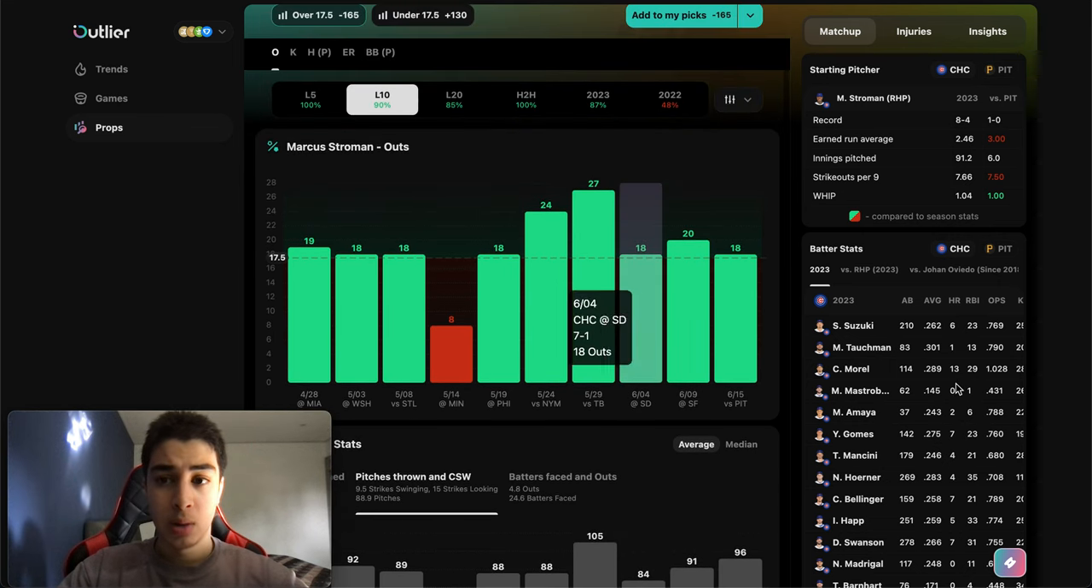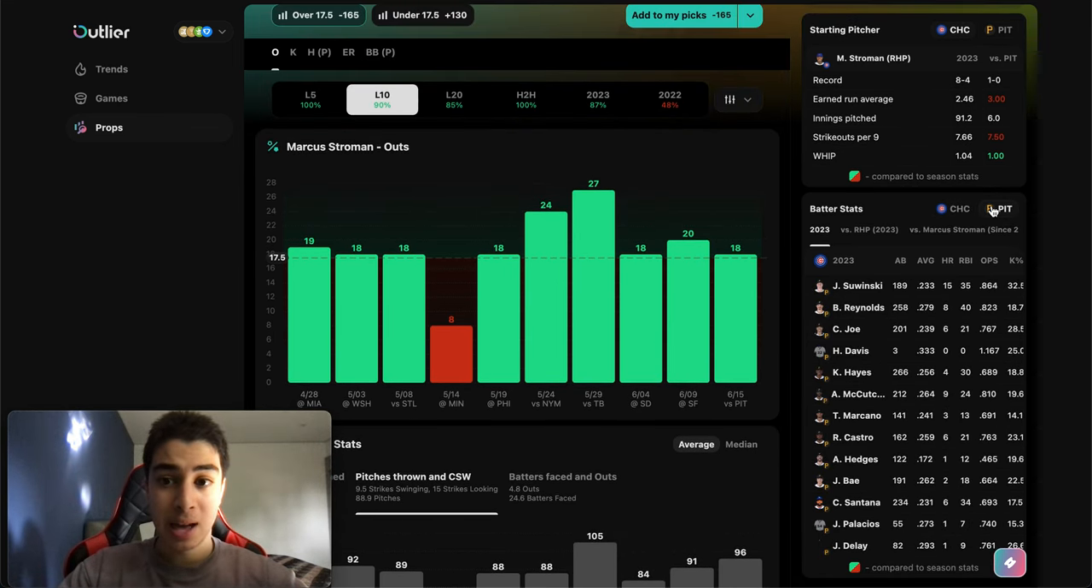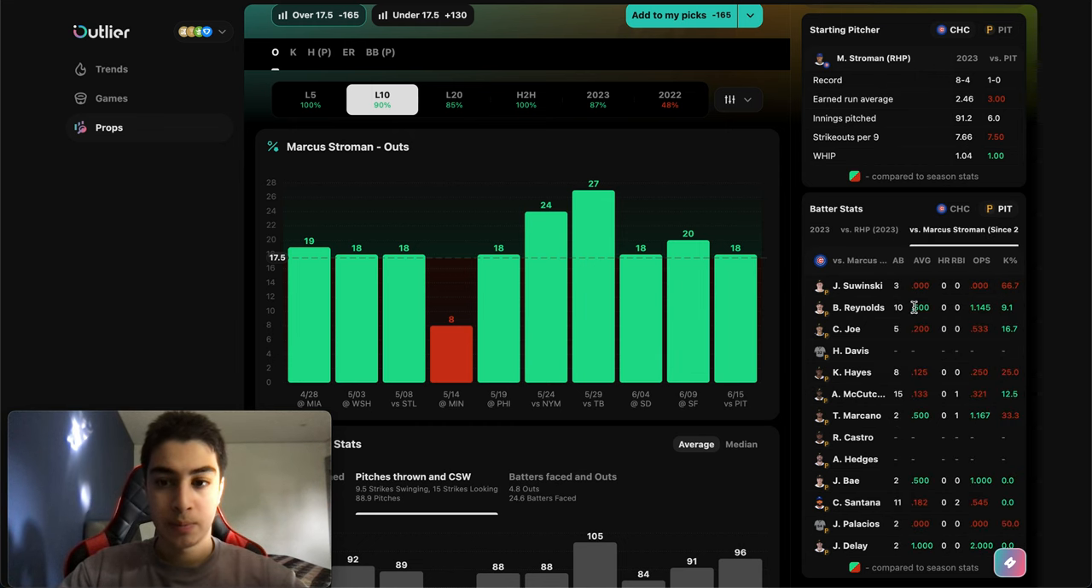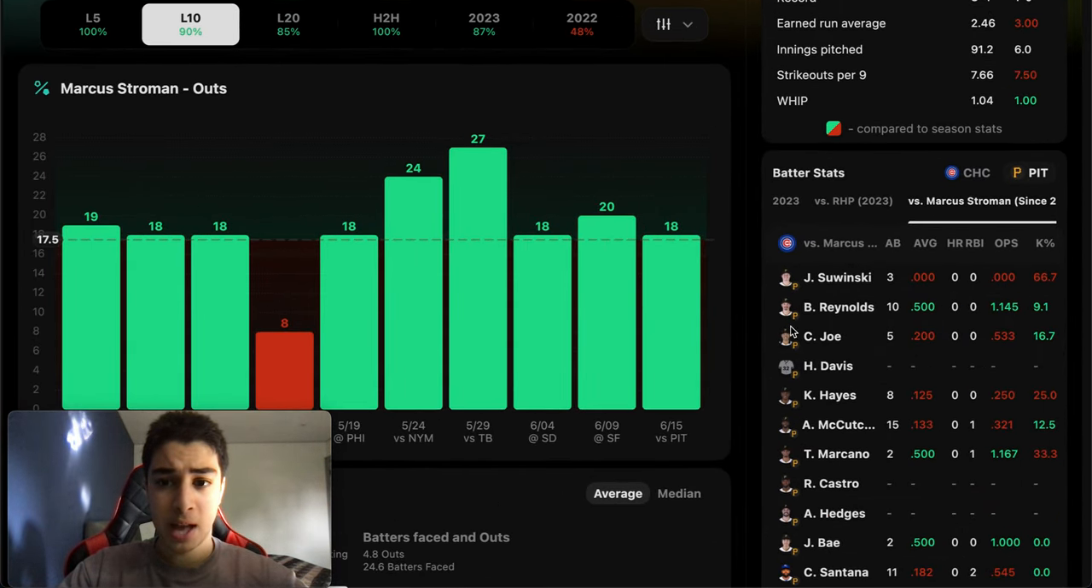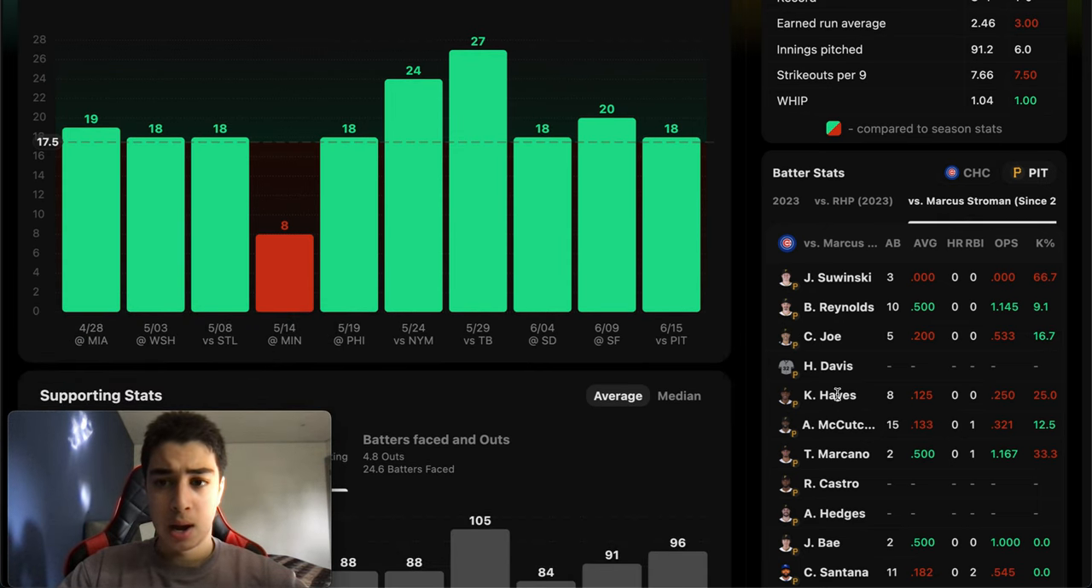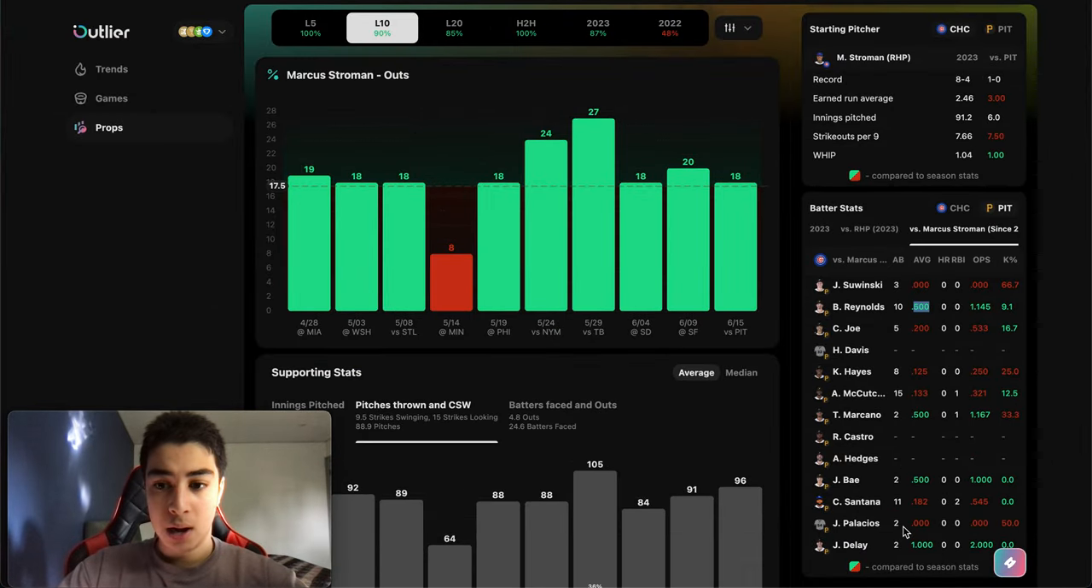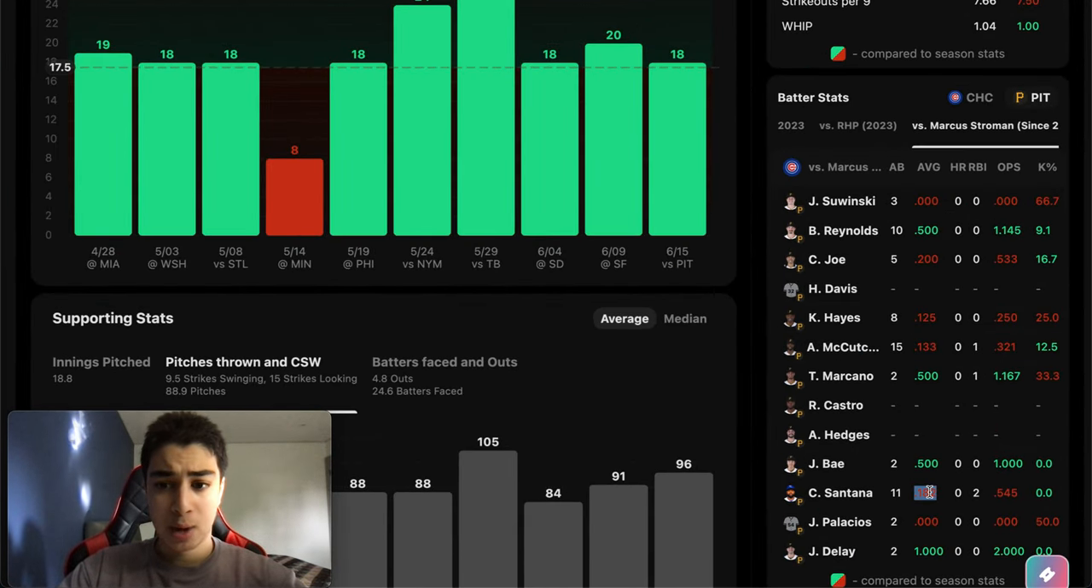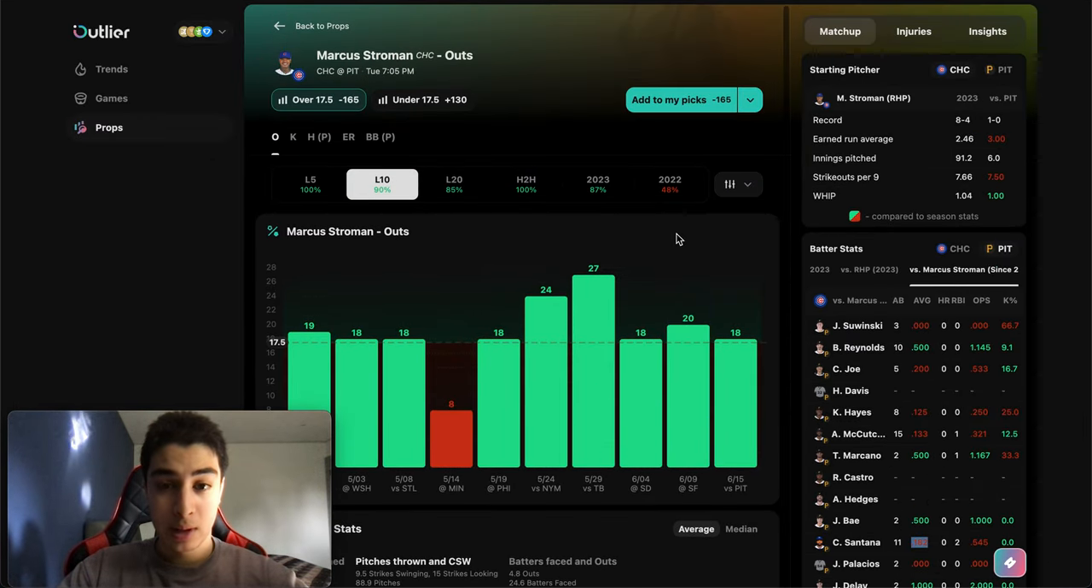Now, what we're going to do is look at the Pirates batting averages versus Marcus Stroman. You could use this under the batter stats tab. And as we can see over here, they haven't had a crazy amount of plate appearances as a whole team, but the guys that have had a lot of plate appearances: Andrew McCutchen batting .133, Hayes batting .125, Connor Joe batting .200. Reynolds has his number on him, but that's only one player over here. Carlos Santana batting .182. The other guys only 2 plate appearances. So as we can see, Stroman has been doing really good against them.